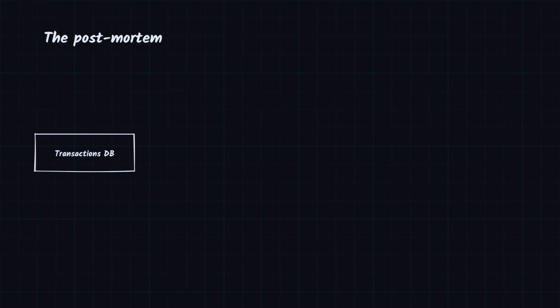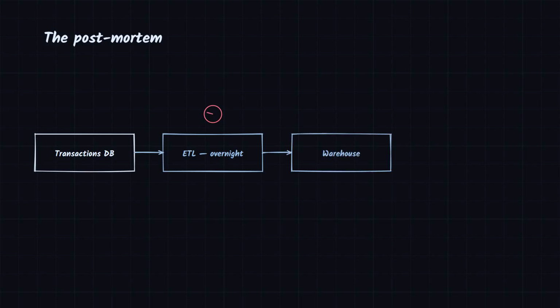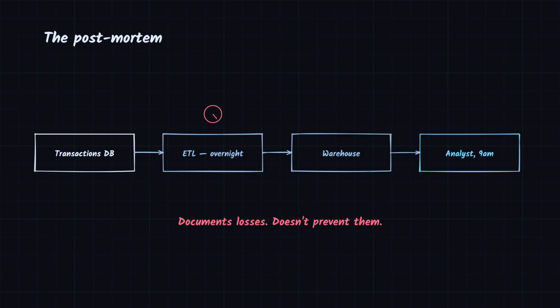If you've architected around legacy banking environments, you know the standard playbook, the post-mortem. Transactions hit a relational database, you run a massive ETL batch job overnight, and the next morning an analyst queries the warehouse to find out who was robbed yesterday. Batch analytics is great for documenting losses, but useless for preventing them. An account takeover doesn't happen over days, it drains an account in minutes.